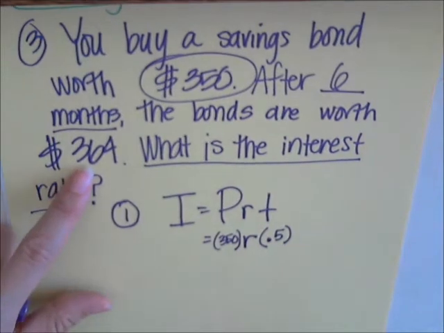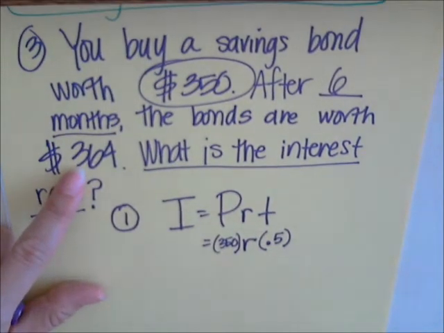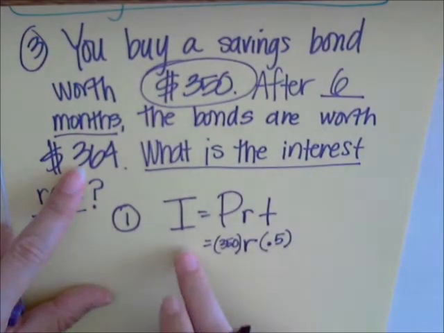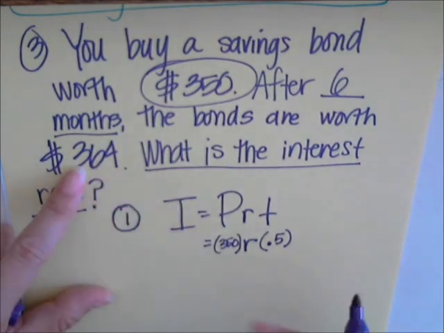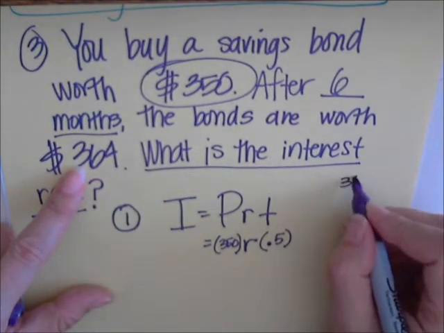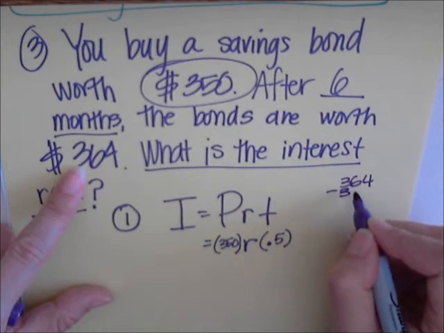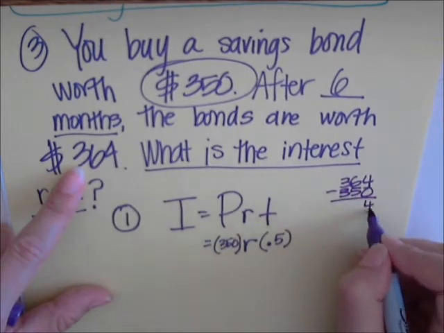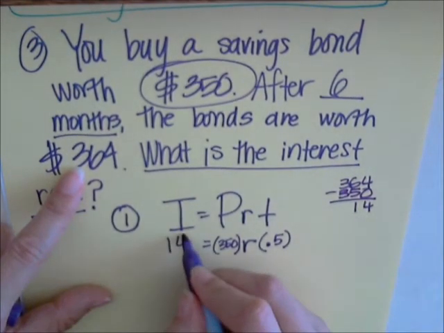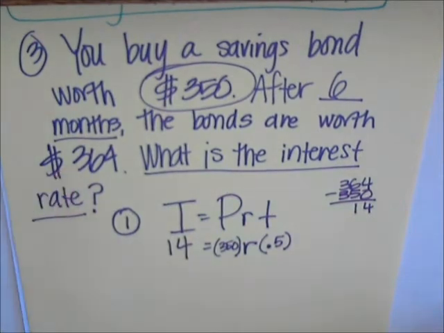Now, they told us that we have $364 now. Well, that is not the interest. Remember, that's the balance. So let's figure out how much interest we made. 364 minus 350, that is $14. All right, so we made interest of $14 after 6 months. So now we've got to find R.